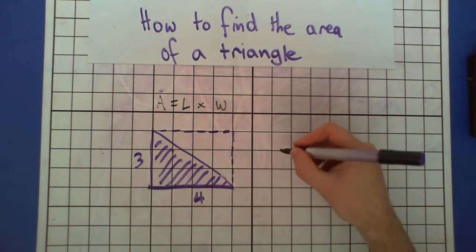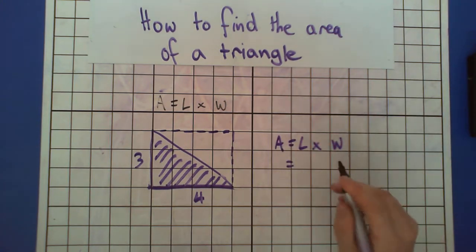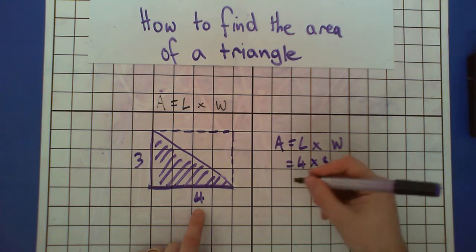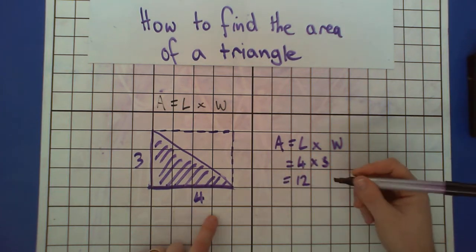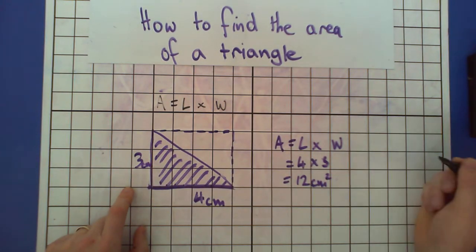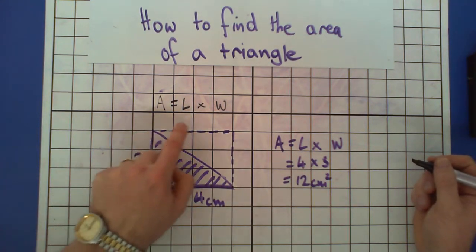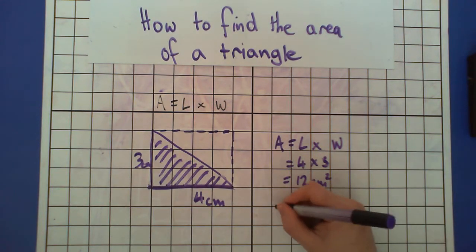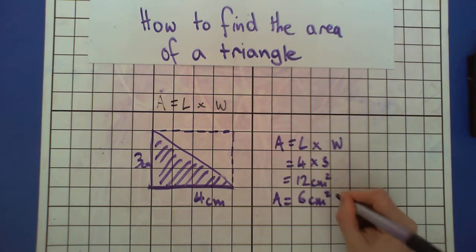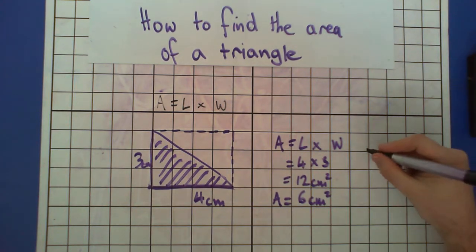So if we work out the area of our rectangle using A equals L times W, we see that our length is 4 units by our width, which is 3 units, which gives an area of 12. In this case, we're going to call these centimetres. 12 centimetres squared. Now that's the area of a rectangle though. When we have a look at our triangle here, we can see it's only taking up half of our rectangle. So the area of our triangle is going to be half of 12, which is 6 centimetres squared.